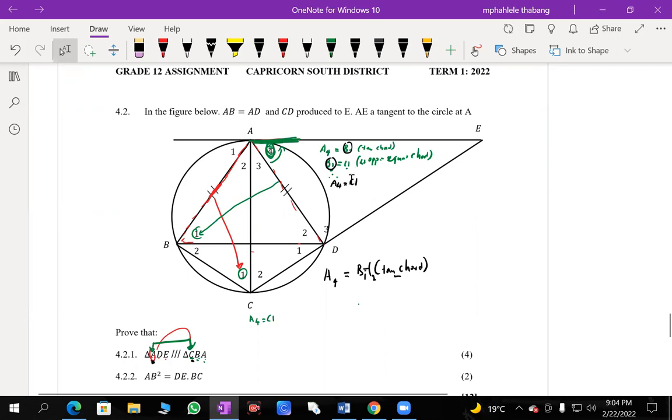There is no restriction. We are not limited in knowing the angles that are opposite to those chords. You just look for the angles that are opposite to those chords. So A4 equals C1.